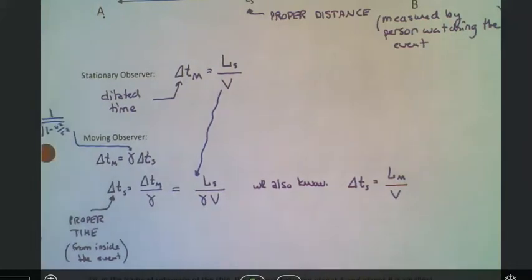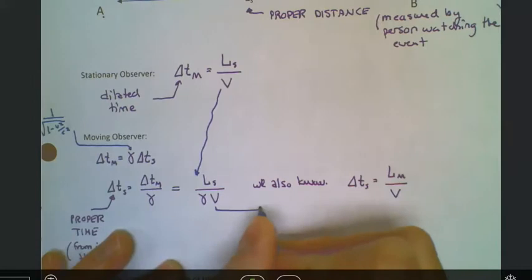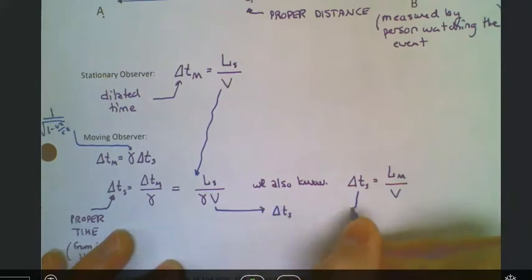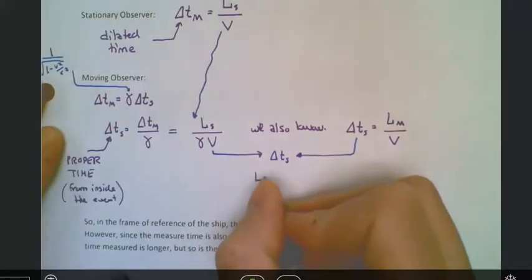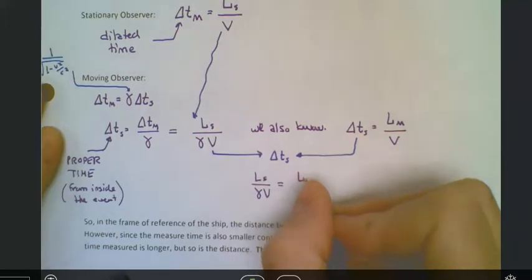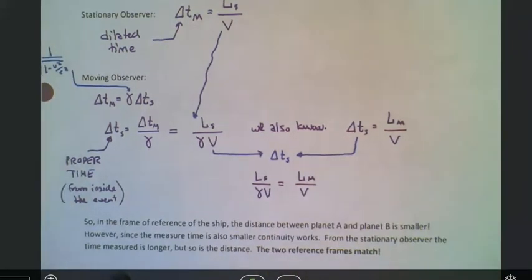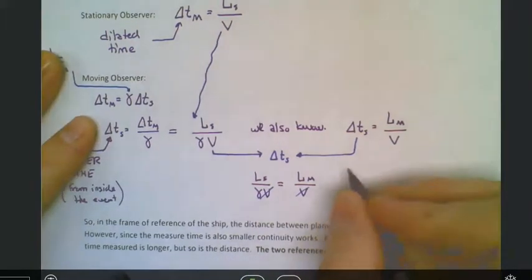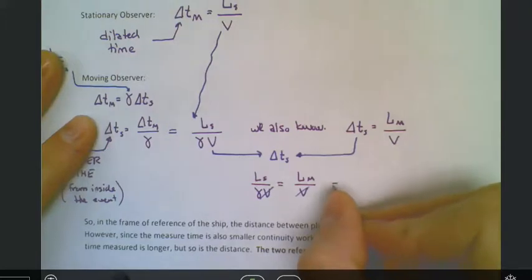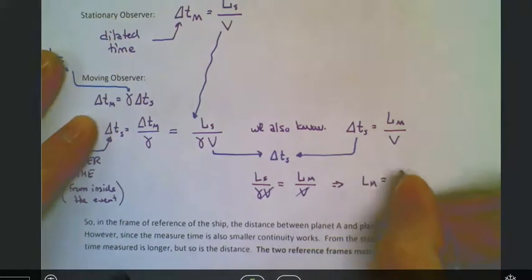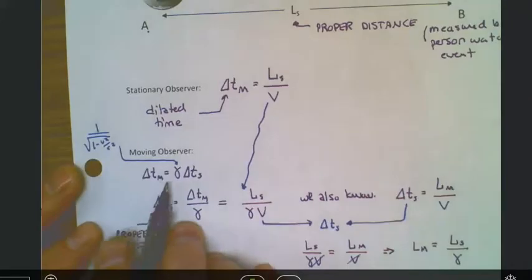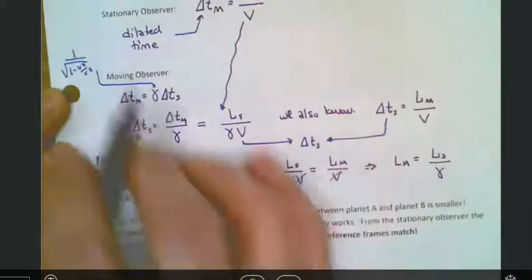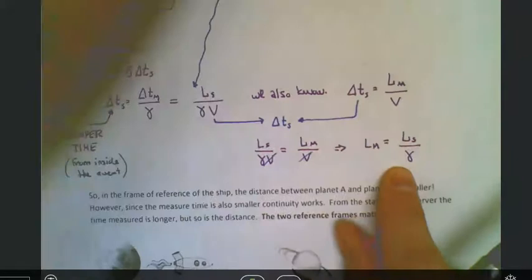Well, now we have a delta Ts here, and this is delta Ts. So a very quick substitution says that Ls over gamma V equals Lm over V. Very simply, you see that the V's divide out, and so this implies that Lm equals Ls over gamma. This is different than delta Tm equals gamma delta Ts, where we multiply by gamma. We were dividing by gamma this time. Okay? So what does that mean?